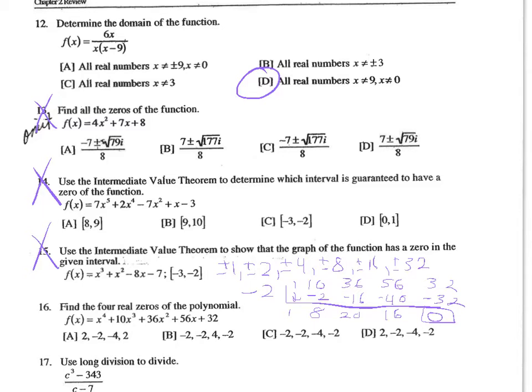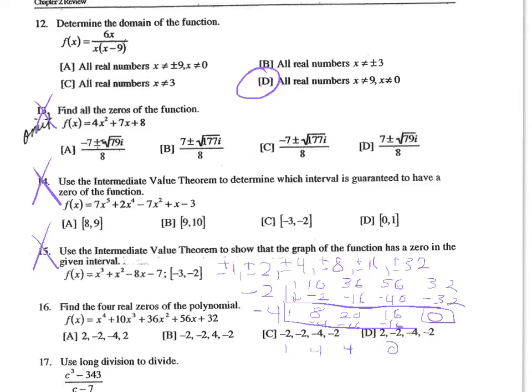So now we want to try one more number. So we will try negative 4. So if I drop down the 1, I have 1, 4, 4, and negative 16, which is 0.